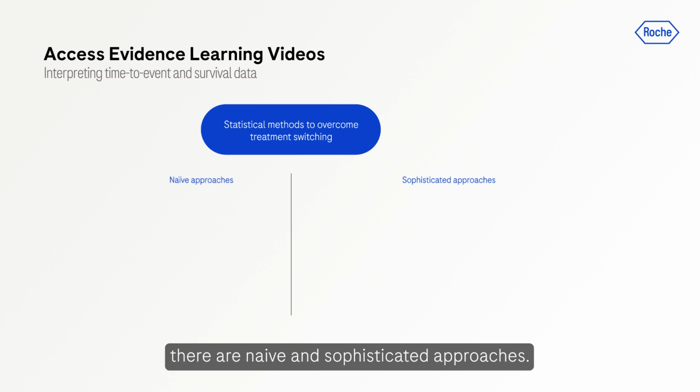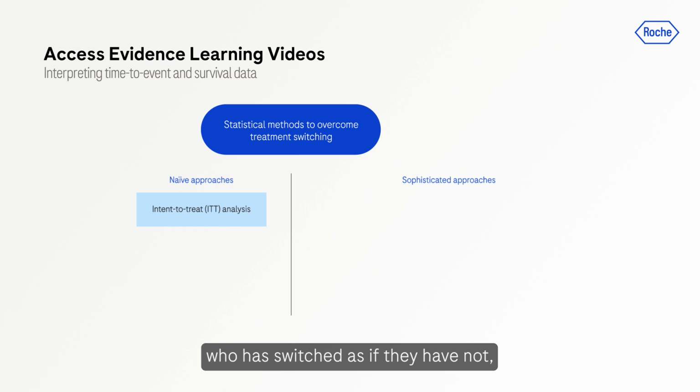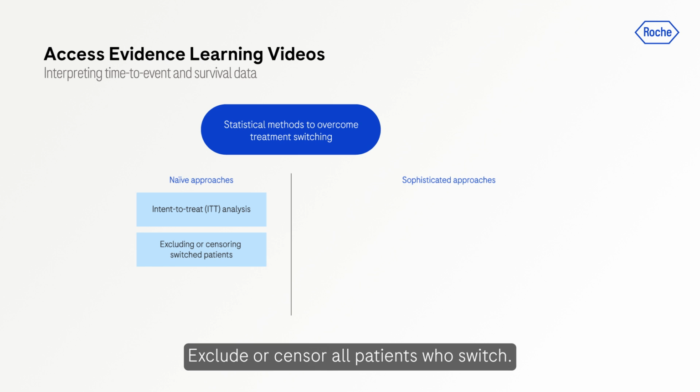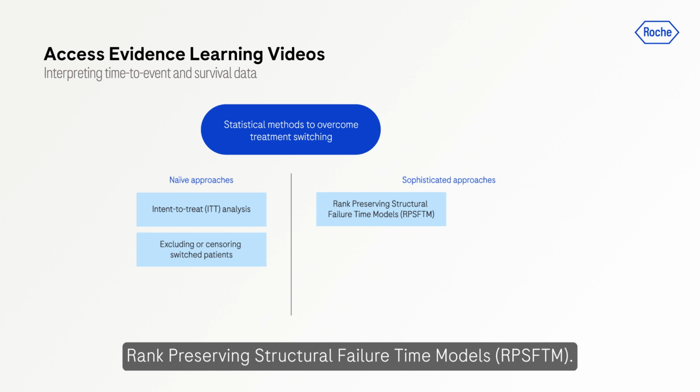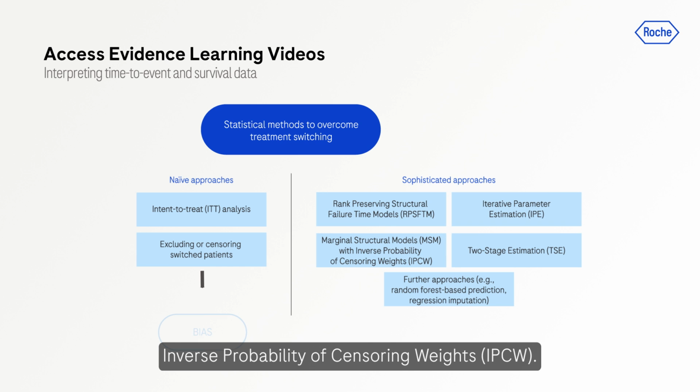There are naive and sophisticated approaches. Intent to treat, ITT, analysis continues to follow a patient from the control arm, who has switched, as if they have not, despite them receiving the other treatment. Exclude or censor all patients who switch. Sophisticated approaches: Rank-preserving structural failure time models, RPSFTM. Inverse probability of censoring weights, IPCW.